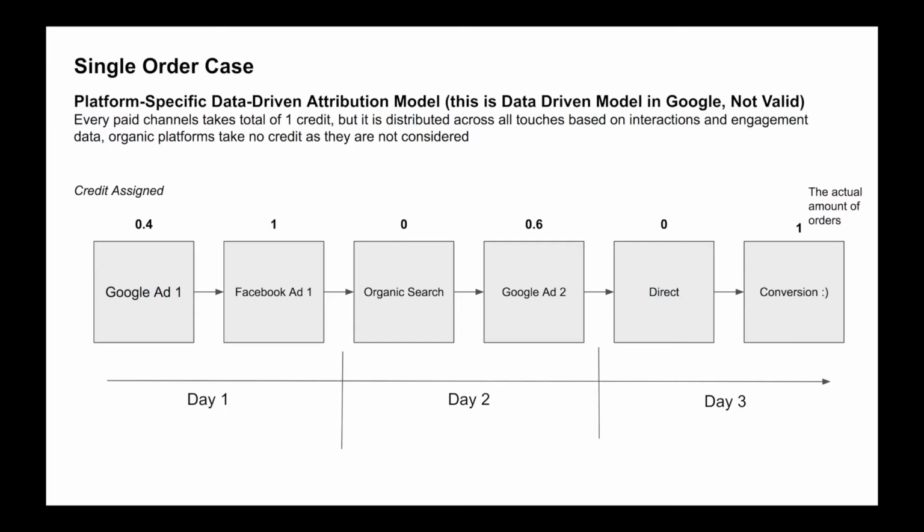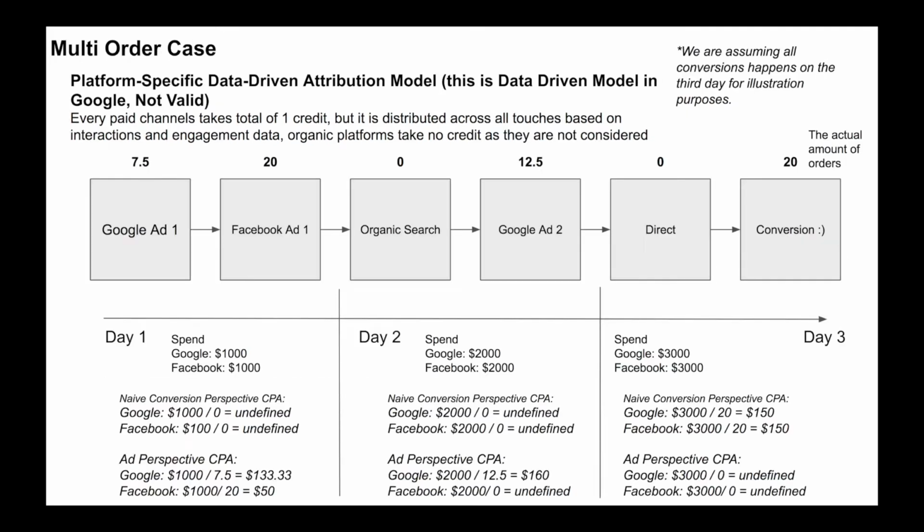But because there are 2 Google ads, and depending on the experiences of 2 Google ads, the Google Ads 2 have a little bit better experience, so it took 0.6, and Google Ads 1 took 0.4. And in a multi-order case, same distribution here, similar method of computation here, the naive conversion perspective didn't change because it's attributed on the day of conversion, and because it's a naive model, you just do 150 still flat.